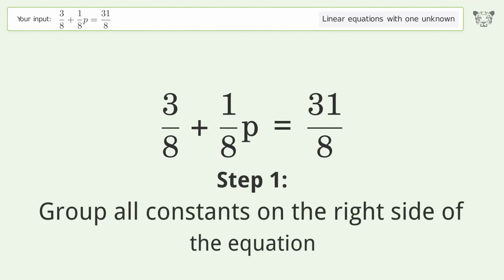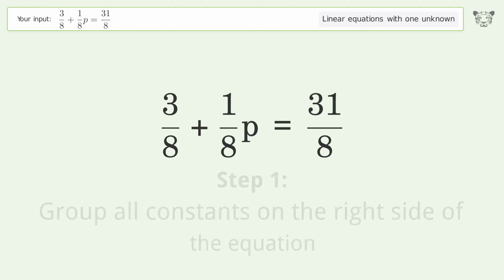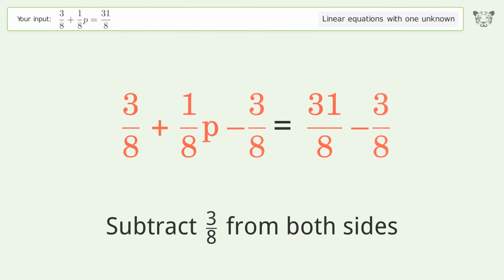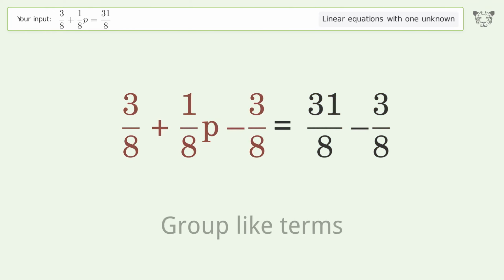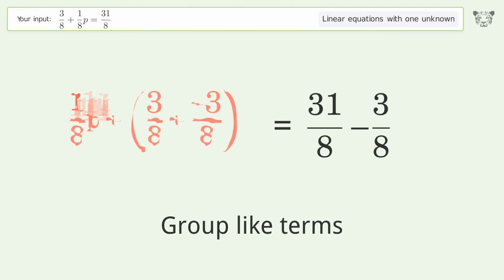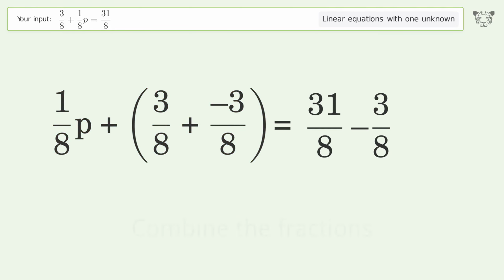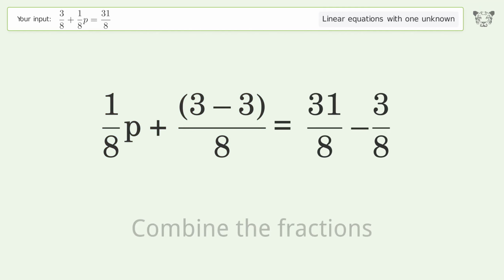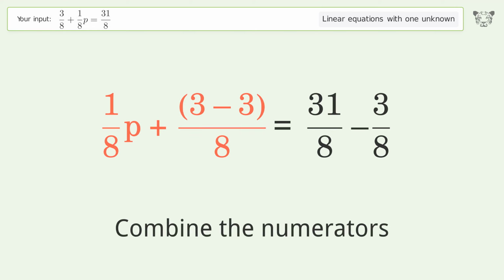Group all constants on the right side of the equation. Subtract 3/8 from both sides. Group like terms. Combine the fractions. Combine the numerators.